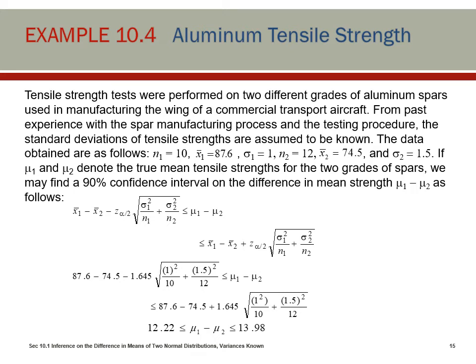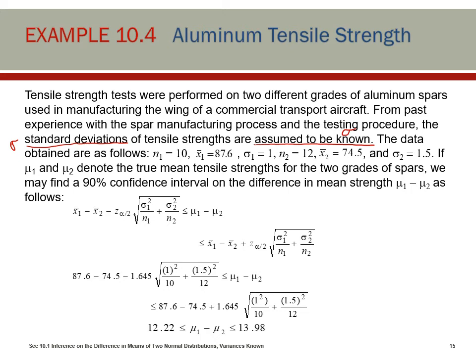So we're going to work a problem that's got a confidence interval here, and we're working a two-sided problem. The tensile strength test performed on two different gauges of aluminum spar used in manufacturing the wing of a commercial transport aircraft. Boy, I did that for a long time. From past experience with the spar manufacturing process and the testing procedure, the standard deviations of tensile strength are assumed to be known. In other words, we are using historical data. We're using known standard deviation sigma, and that's what allows us to use this formula.